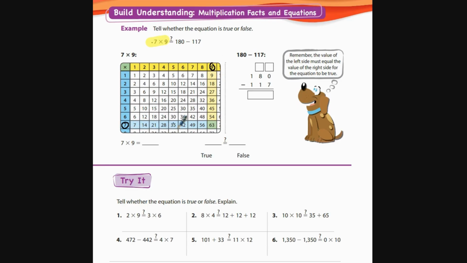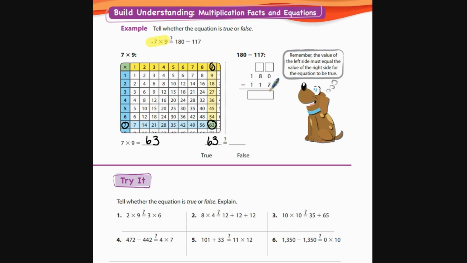And then if I drag it through here and I drag my row down through my column here, that's going to give me 63. In other words, 7 times 9 is 63. So I'm going to go ahead and put the product 63 right here. Now, let's figure out side 2. I need to make sure that 180 minus 117 also has to equal 63. So the only way to do that is to solve it.